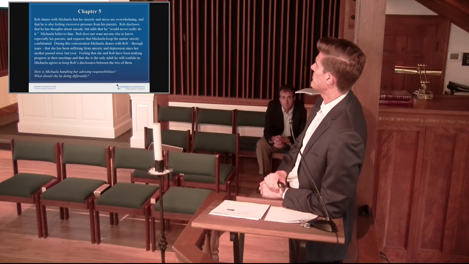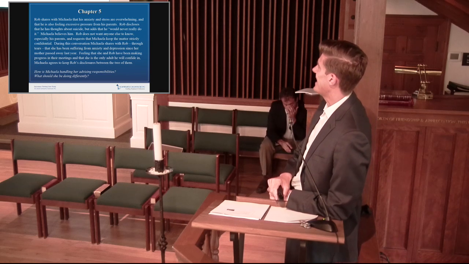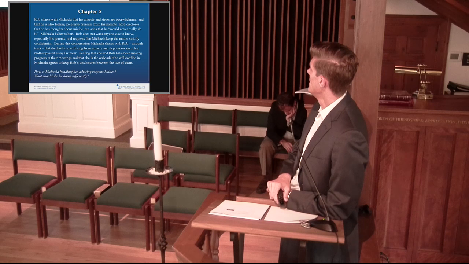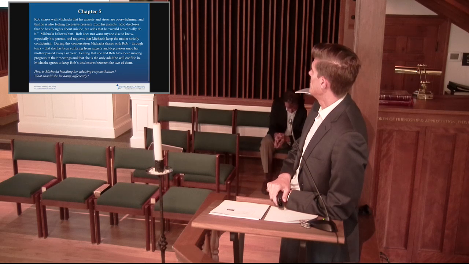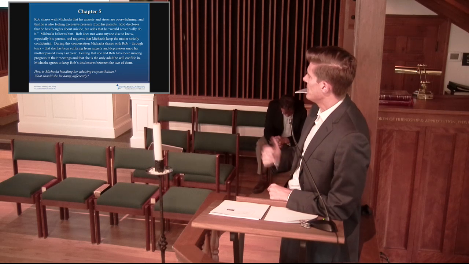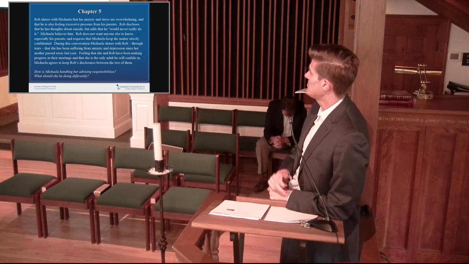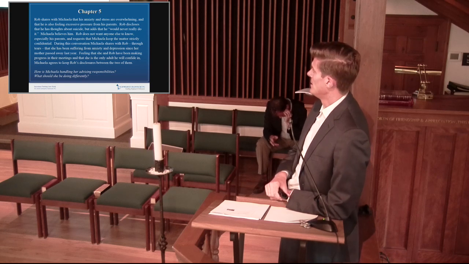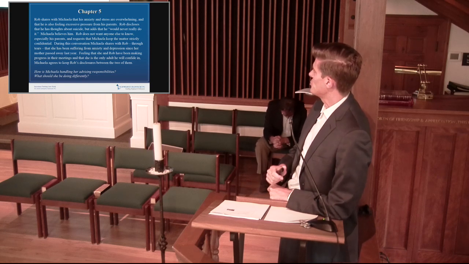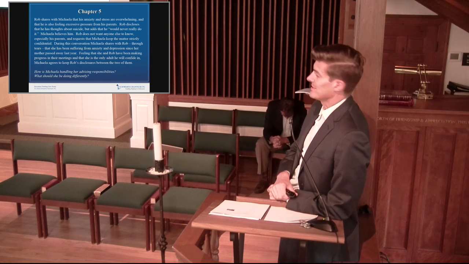All right, let's bump on. Chapter 5. Rob shares with Michaela that his anxiety and stress are overwhelming, and that he is also feeling excessive pressure from his parents. Rob discloses that he has thoughts about suicide, but adds that he would never really do it. Michaela believes him. Rob does not want anyone else to know, especially his parents, and he requests that Michaela keep the matter strictly confidential. During this conversation, Michaela shares with Rob, through tears, that she has been suffering from anxiety and depression.